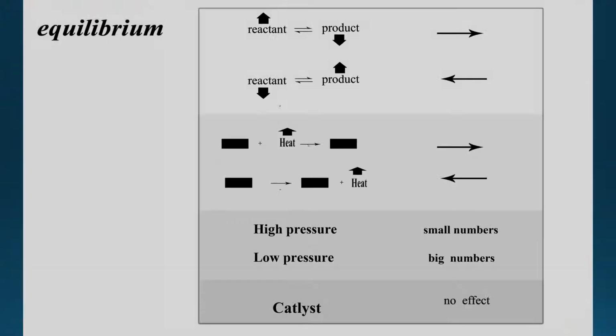Summary. Reactant and product, you increase or decrease under the heat rule. Second one, heat, endothermic, exothermic, heat rule. The third, high pressure goes to the small number; low pressure goes to the big number. Last, catalyst, no effect.